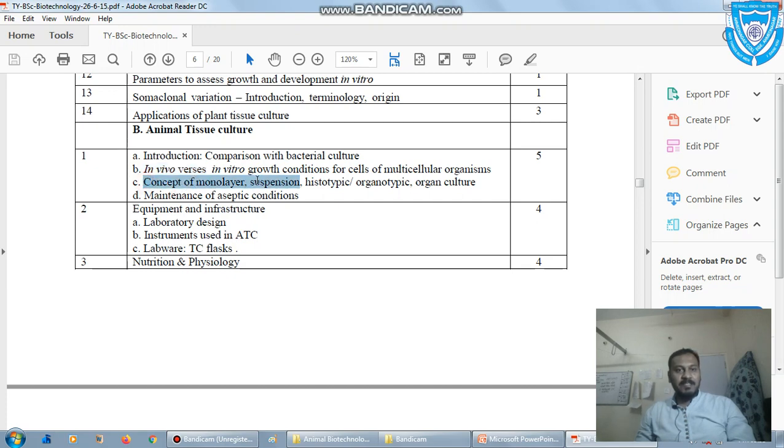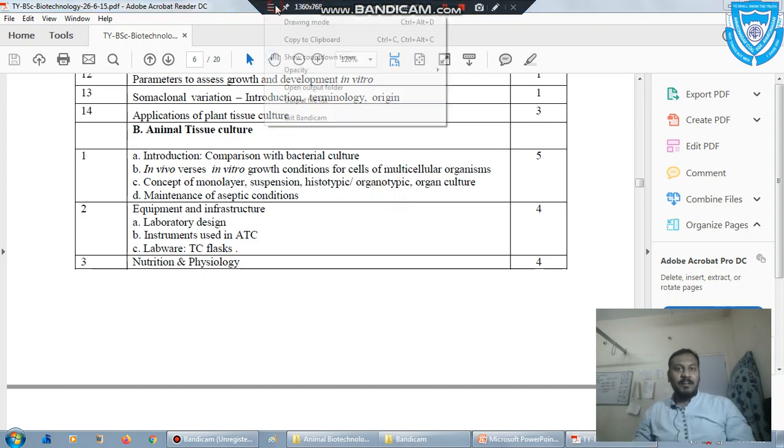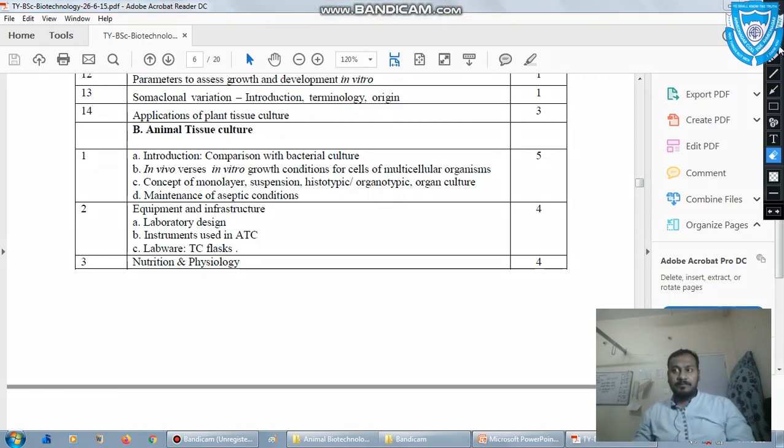Then the next topic is the concept of monolayer, suspension, histotypic culture, and what we call the organotypic culture, organ culture. These are different terms that we are going to learn throughout our animal tissue culture, and you need to remember these terms because they are very important.